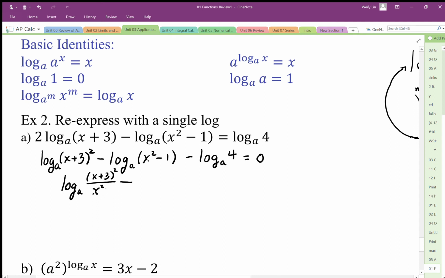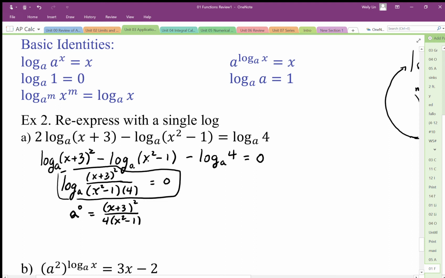x squared minus 1 and divide by 4, because that's a negative log, and that's equal to 0. Okay, and then we can get rid of this log by just writing it as a to the power 0 equals x plus 3 all squared over 4x squared minus 1. Again, all it does is ask you to put it into a single log, which is what we've done here.